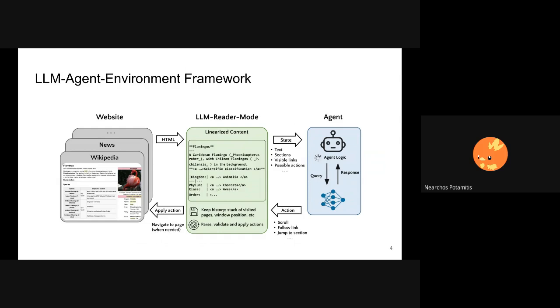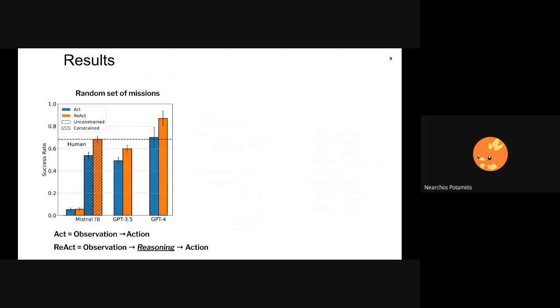This closed loop is how the agent navigates the web, just like a human would, but entirely in text. This framework is modular and model agnostic. It's the foundation of our experiments, giving us fine-grained control over what the agent sees and how it interacts. Let's move on to some results.